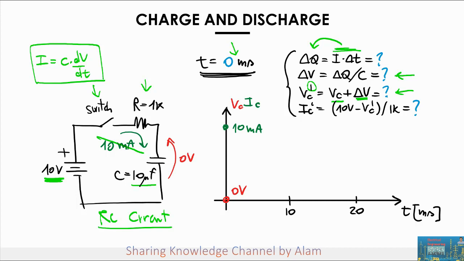Same story for the current. Once you have calculated the new value for the voltage of the capacitor, it's pretty simple to calculate the current going through the resistor by using the Kirchhoff voltage law.